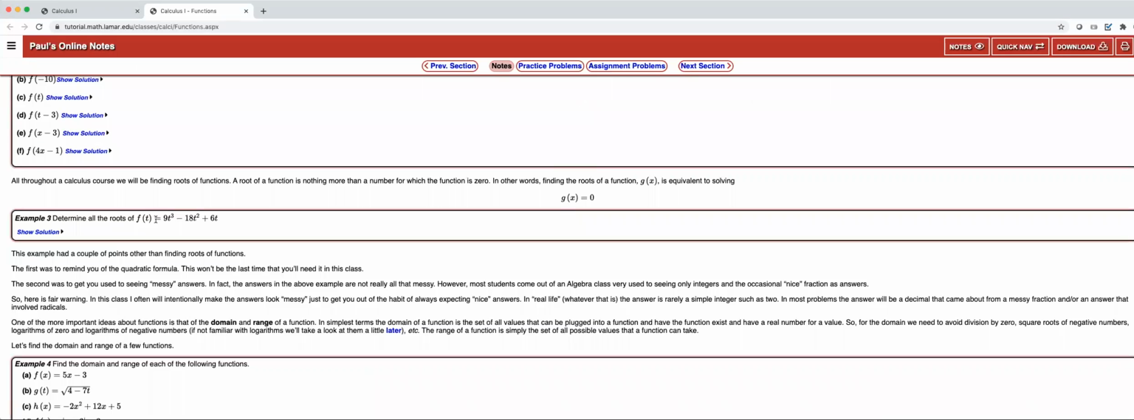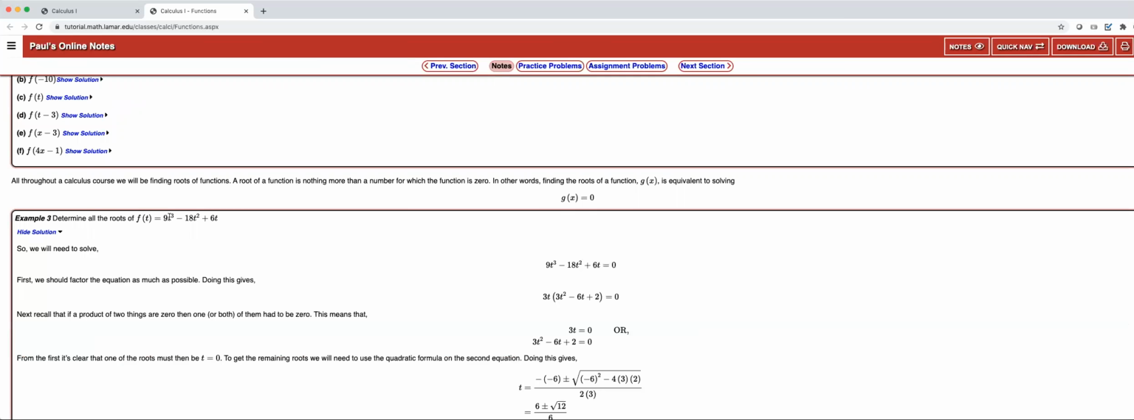to then talk about other stuff like the root of a function. The root of a function is a number that makes the function zero. I tried to solve this. If t is zero, this is going to be zero. So t equals zero is a root of this function.